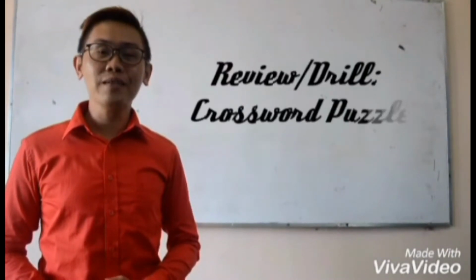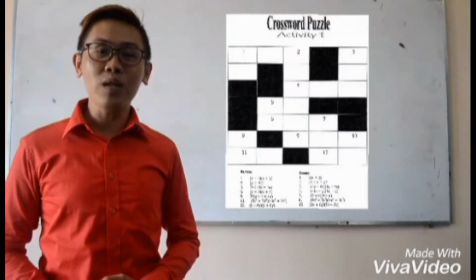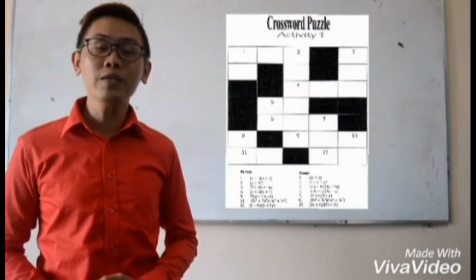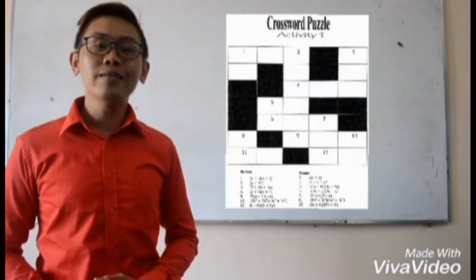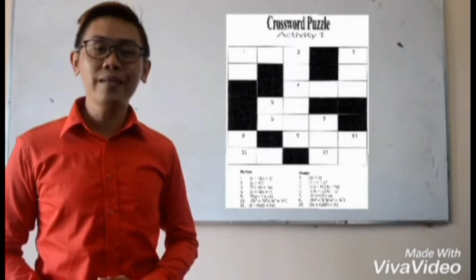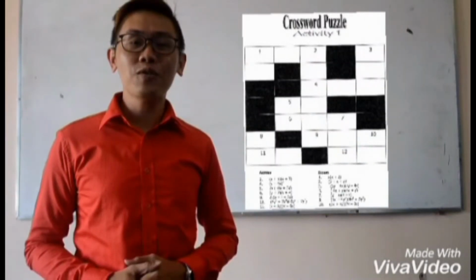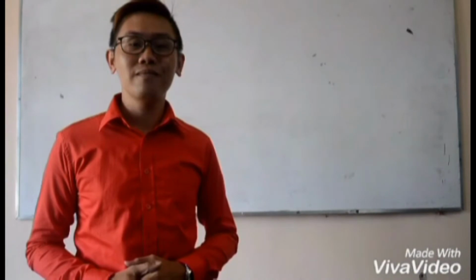We have the first activity, which is the crossword puzzle. This activity will test your prior knowledge on multiplying polynomials. The direction of the activity: complete the crossword puzzle by indicating the products of the given. Pause this video to give yourself time to solve.